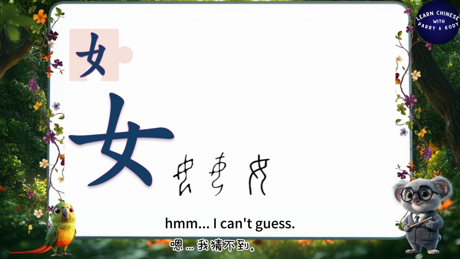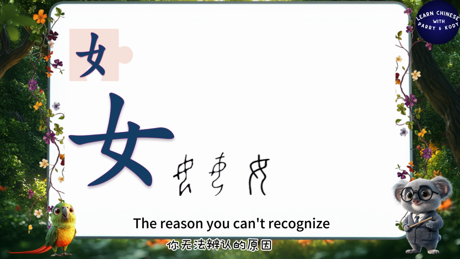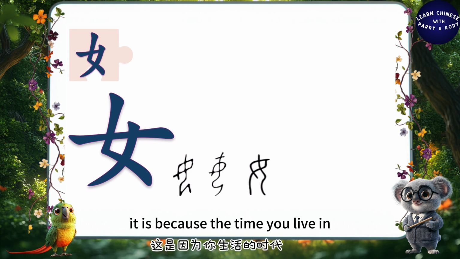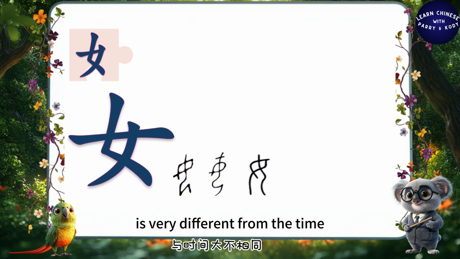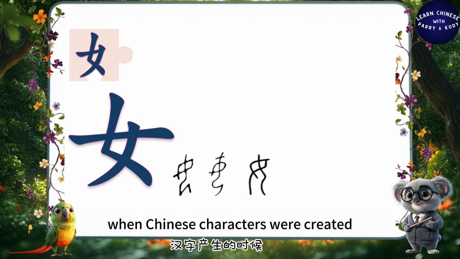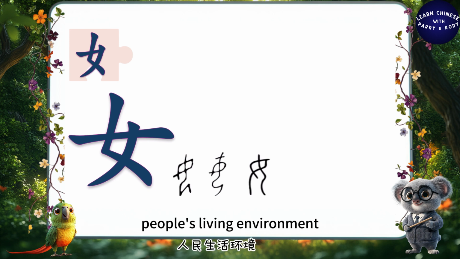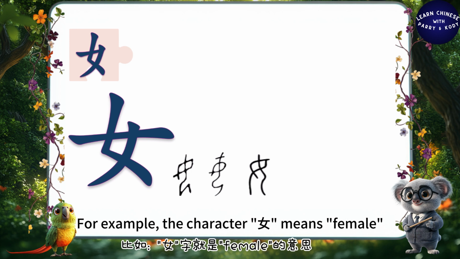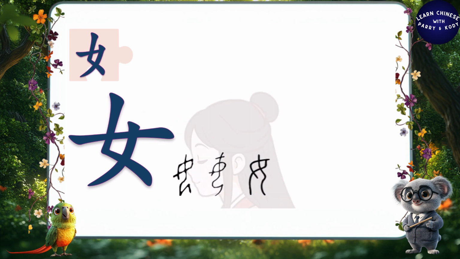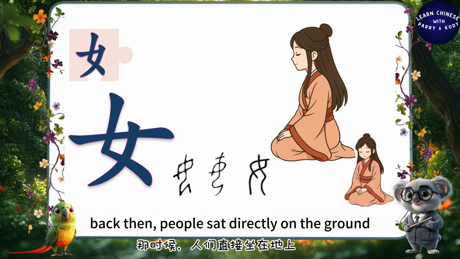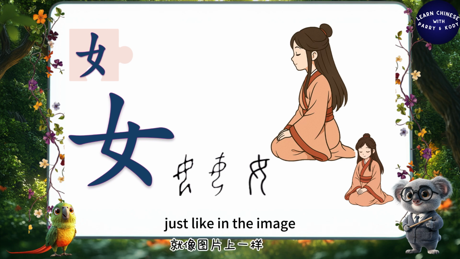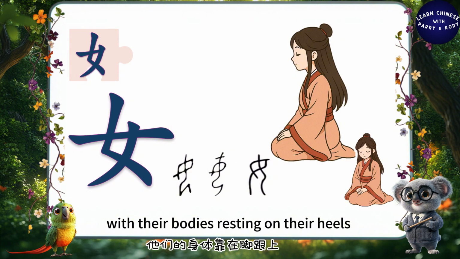I can't guess. The reason you can't recognize it is because the time you live in is very different from the time when Chinese characters were created. Chinese characters are depictions of the ancient people's living environment. For example, the character 女 means female. Take a look at this picture. Back then, people sat directly on the ground, just like in the image, with their bodies resting on their heels.